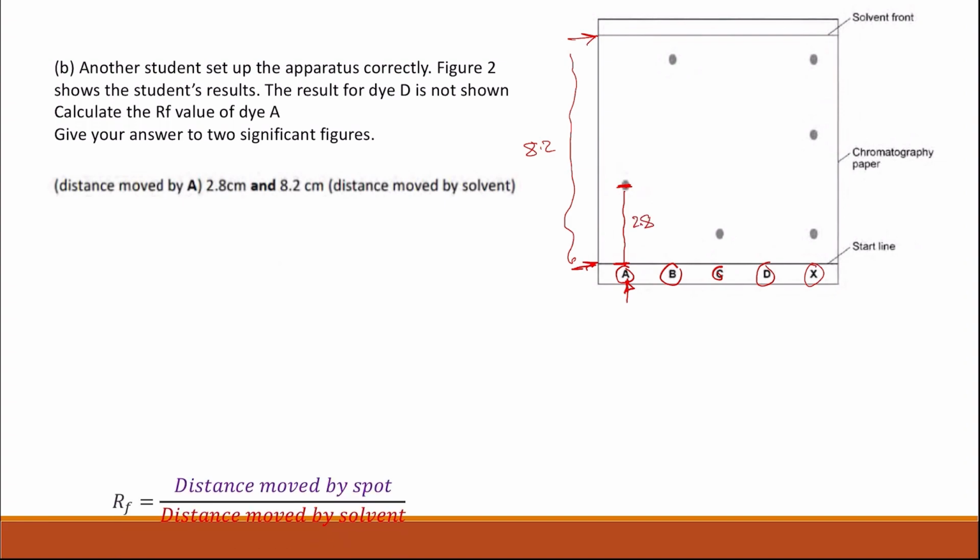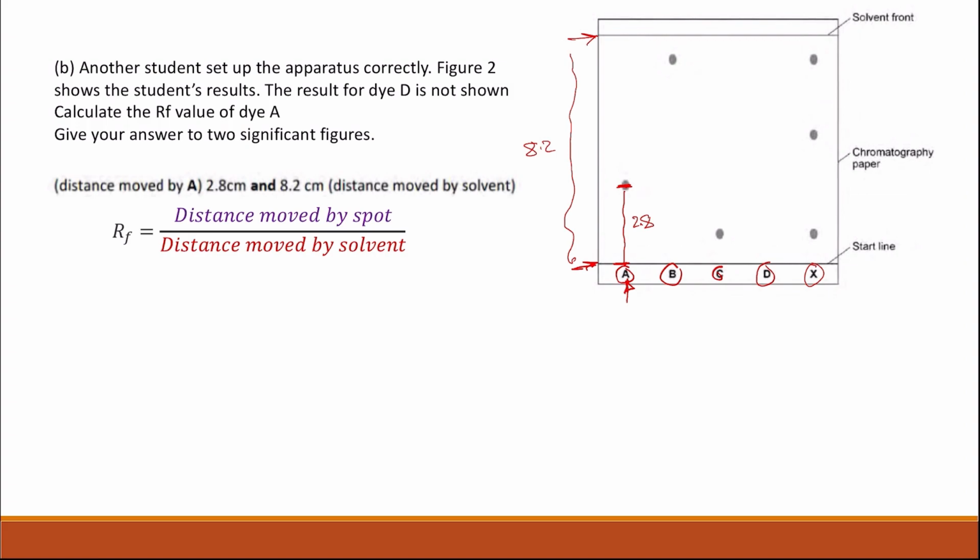The distance traveled by dye A is 2.8 centimeters. We know that the RF value is the distance moved by the spot over the distance moved by the solvent. So the RF value for dye A equals 2.8 centimeters over 8.2, and giving your answer to two significant figures, it's 0.34. This is the RF value for dye A.